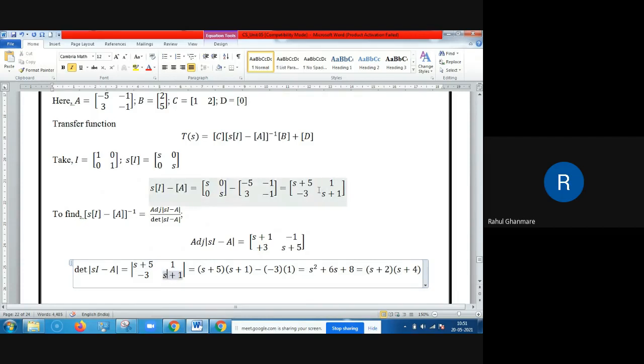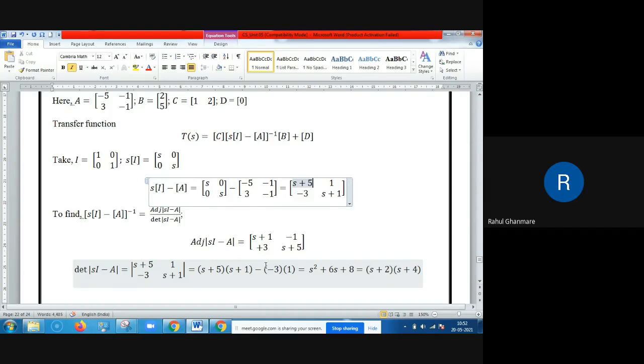That original matrix, right, this one. So here we get in bracket (s plus 5) into (s plus 1) minus (minus 3) into 1. When you calculate this complete equation, what do you get? You get s square plus 6s plus 5, and this is plus 3. When you calculate this value, you get s square plus 6s plus 8.